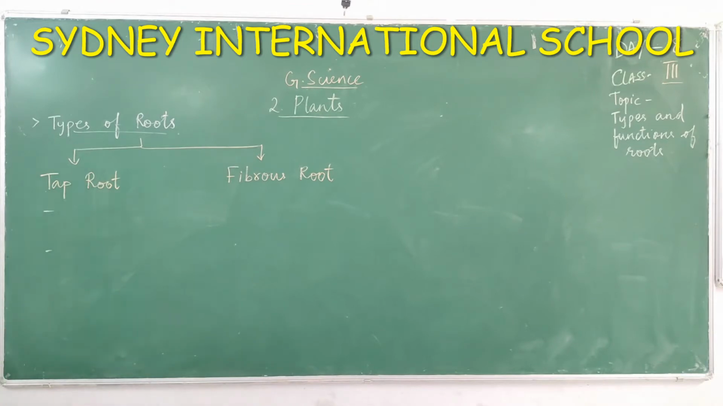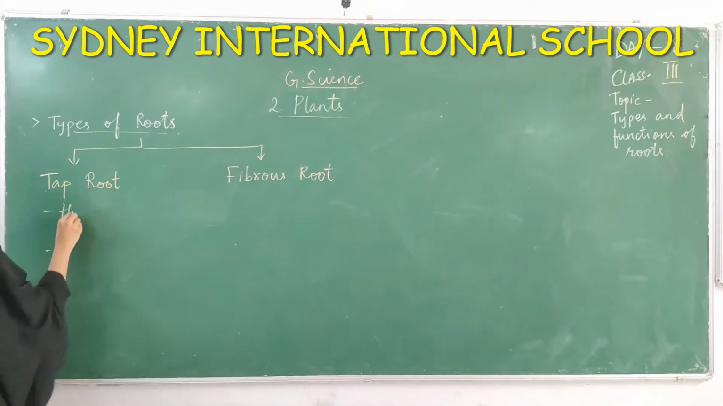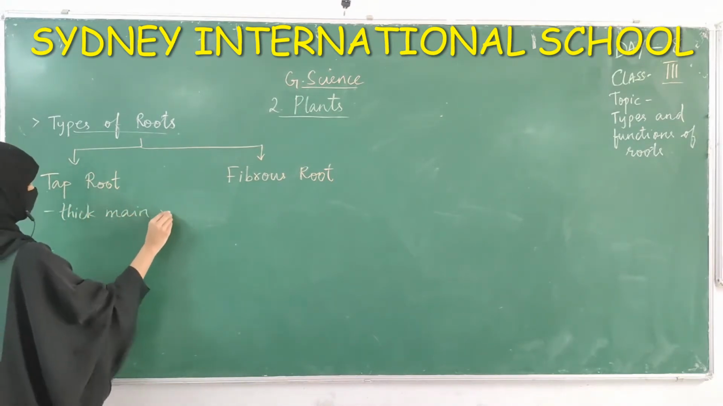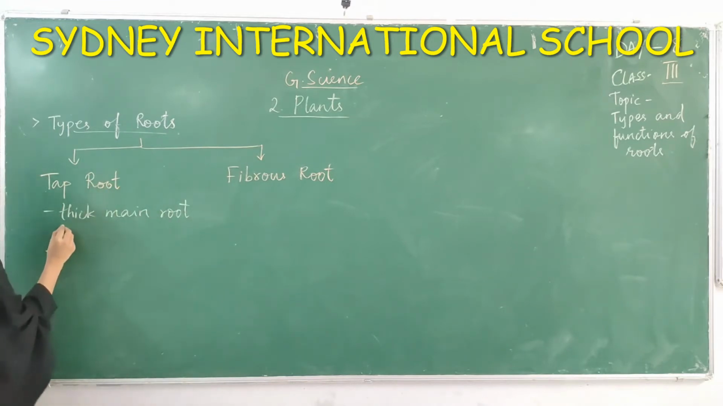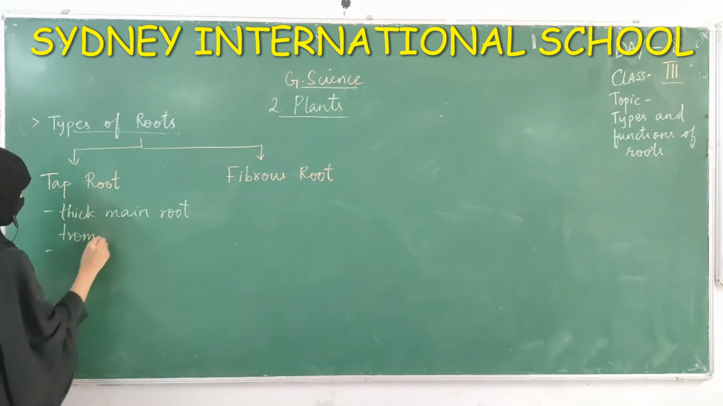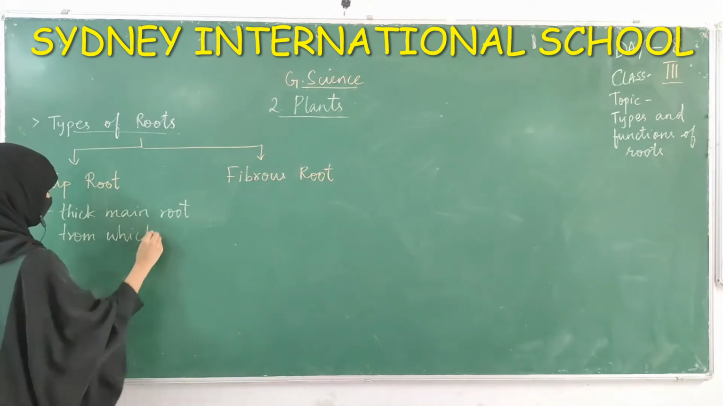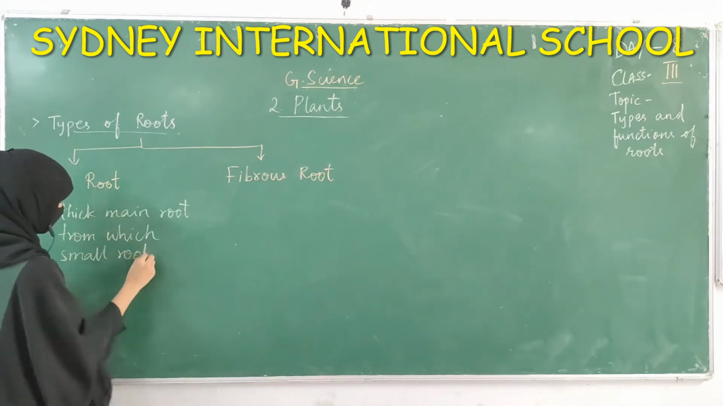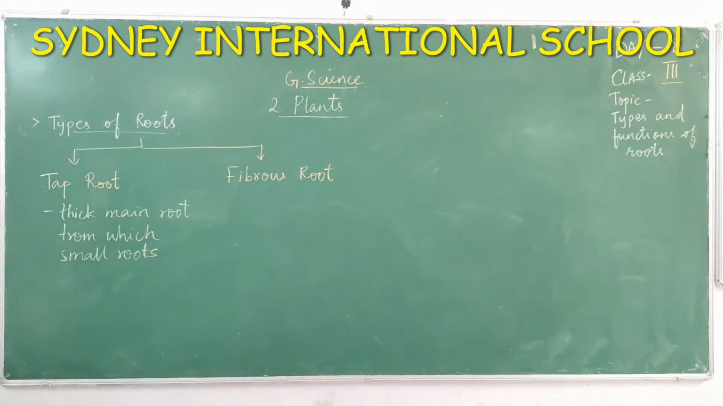Taproot. Taproot is a type of root. It is made up of a thick main root from which small roots grow out, or come out.